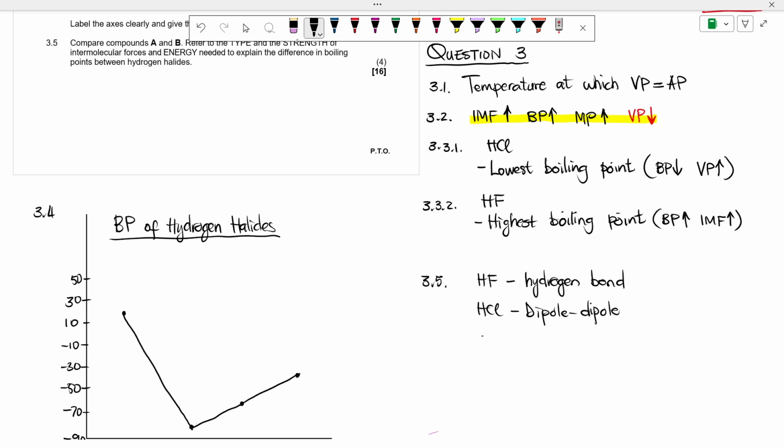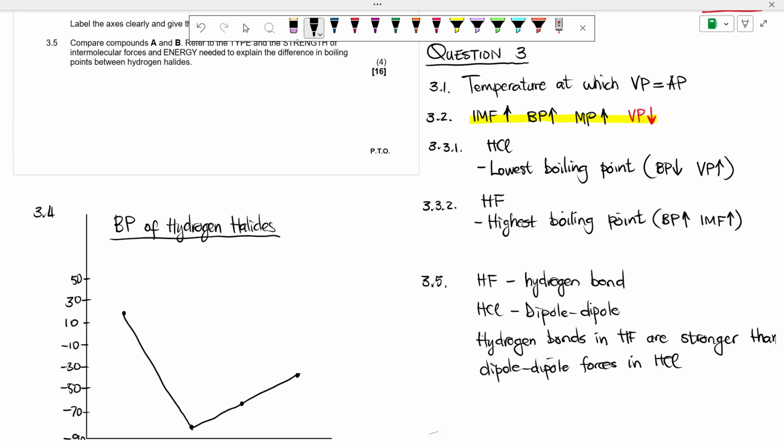HF. Yes, so hydrogen bonds in HF are stronger than the dipole forces in HCl. That's another mark. The last mark, do you know where the last mark is going to come from, or the last statement you need to write?